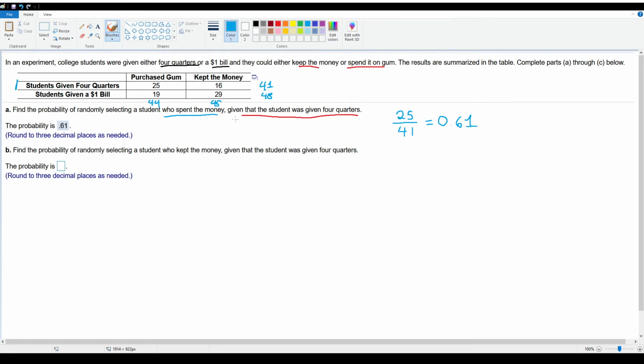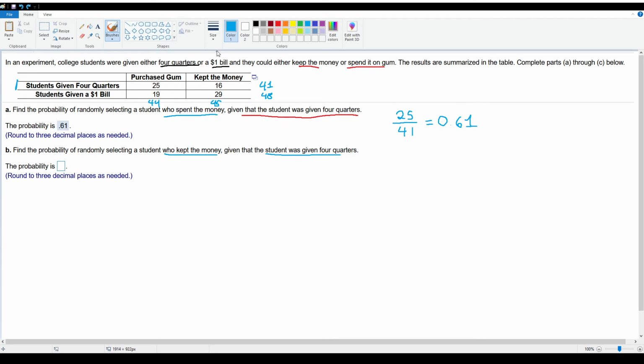Now for the second problem, we're being asked to find the probability of randomly selecting a student who kept the money given that the student was given 4 quarters. So now we're still being told that the student was given 4 quarters. So we're still looking at the same group. And this is just going to be the opposite of this. So it's going to be 1 minus 0.61, and we could get the complement.